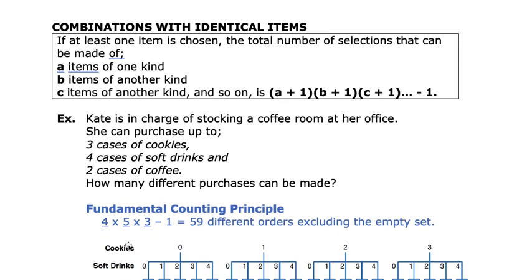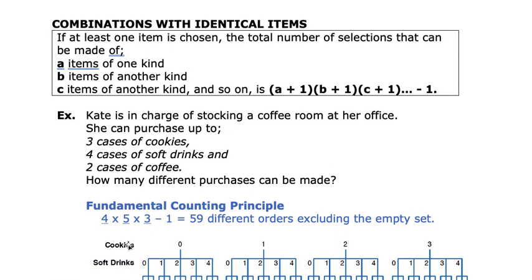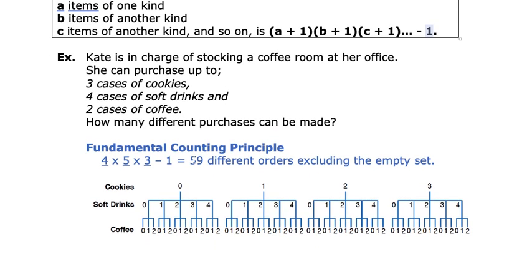Next. Our last example was for n distinct items, but this is for combinations with identical items. If at least one item is chosen, the total number of selections that can be made of A items of one kind, B items of another kind, C items of another kind, and so on, is (A plus 1) times (B plus 1) times (C plus 1), and so on, minus 1. Each of these factors represents the choices at a certain stage, similar to a tree diagram. And that minus 1 is the same minus 1 as in the previous example, where 0 items are selected. Let's see an example.